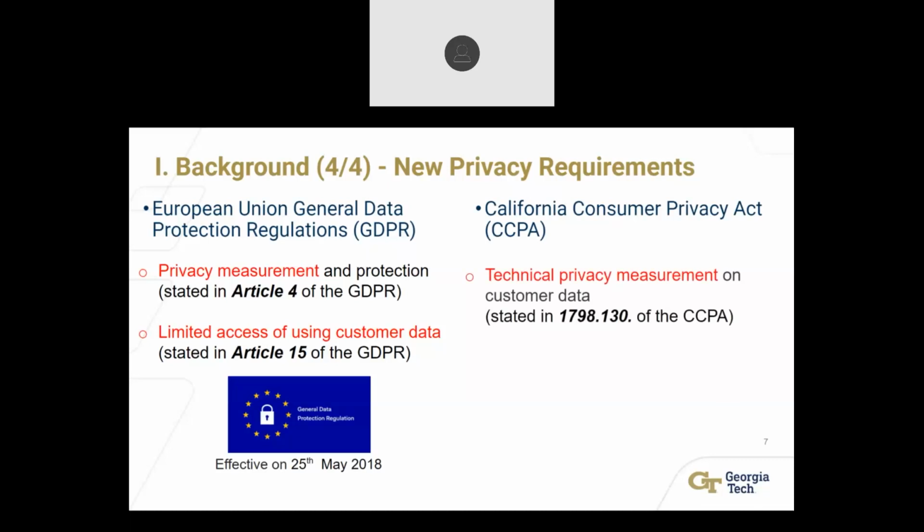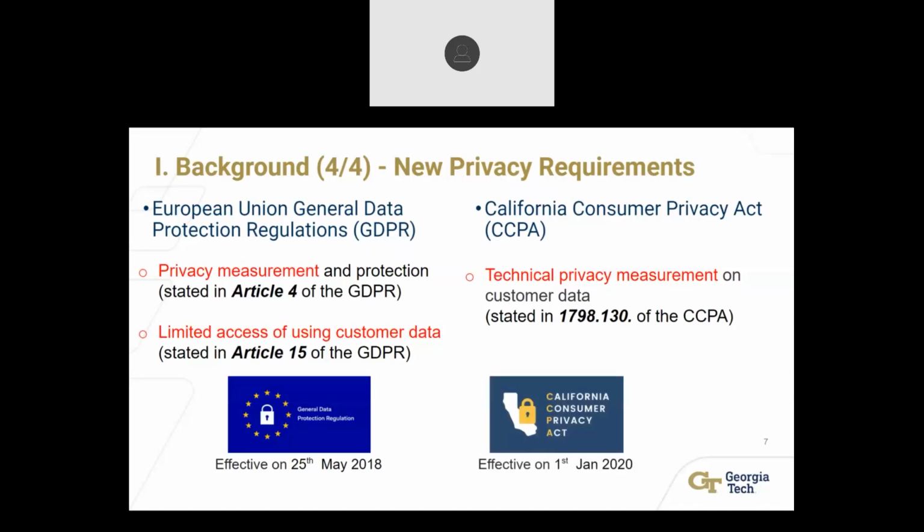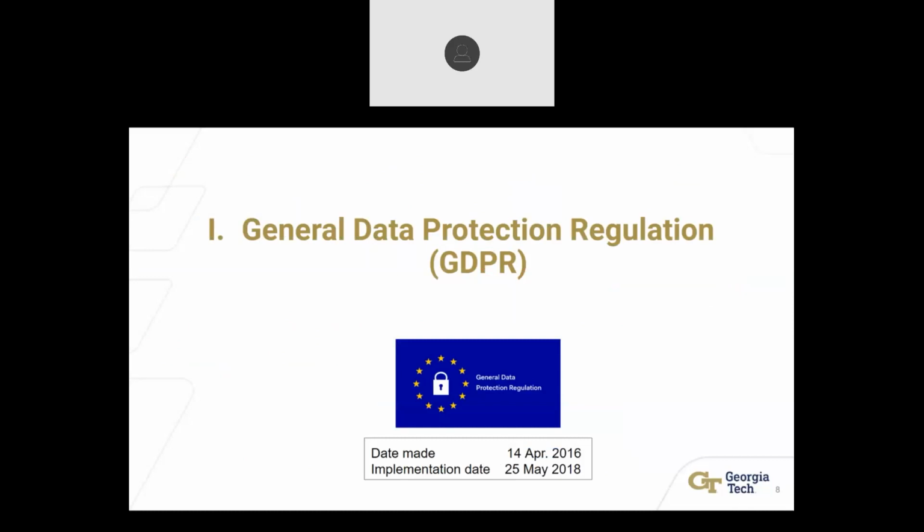Meanwhile, after the regulation pioneered in the European countries, in the United States they also have a new data regulation pretty recently. They call it the California Consumer Privacy Act, CCPA. CCPA also requires new stuff called technical privacy measurement on the customer data. So there is some statement here. The CCPA also became effective in 2020. For those big companies, they have to care about this stuff because California is where most of their headquarters are located. So let's spend some time to look at the GDPR before we look at the technical detail.